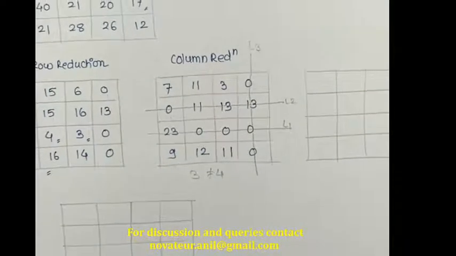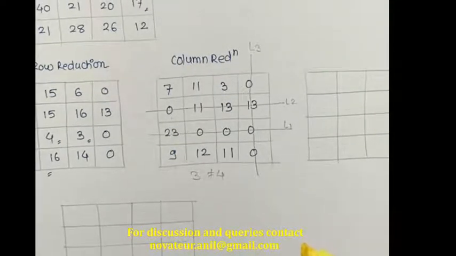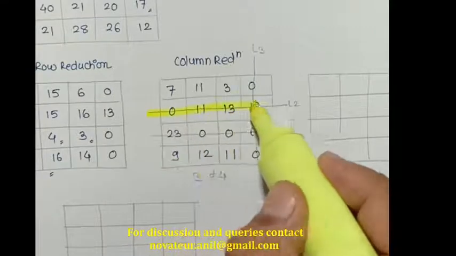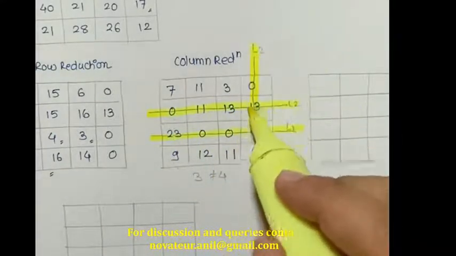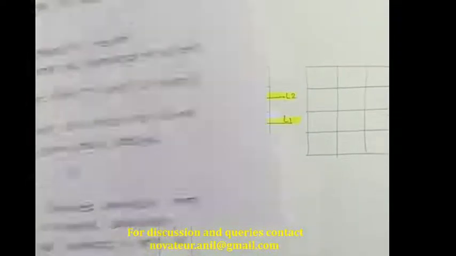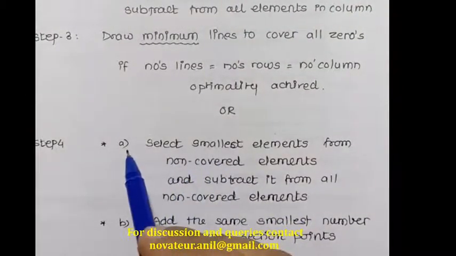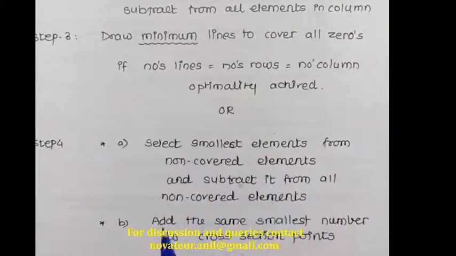Now before I go to the next step, I request all the students to please use pencils and highlighters if you want, if it is the initial stage, to understand what exactly is happening. See what I'm doing, I'm covering the lines with this highlighter in order to help you understand. The steps are very simple. We have to perform two operations, A and B. First, on the smallest element from the covered elements and non-covered elements.